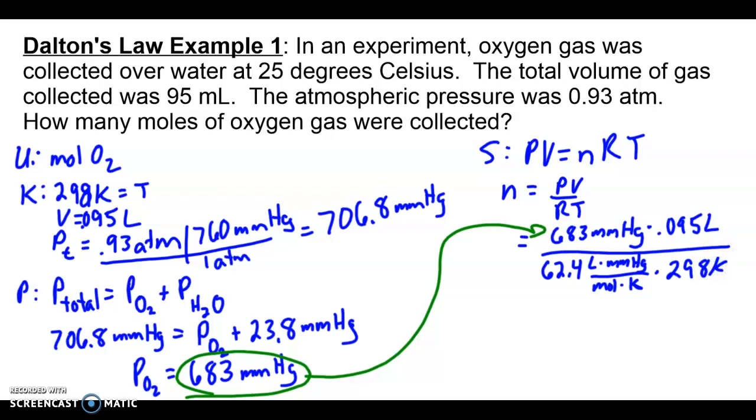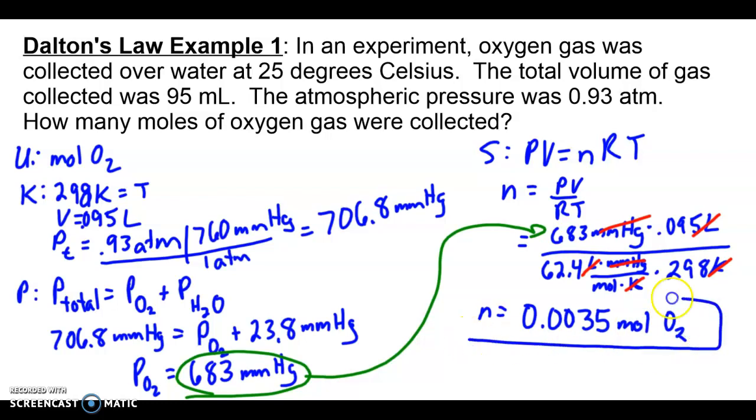And cancel out some units here. Millimeters of mercury cancel out, liters cancel out, kelvins cancel out. And that leaves you with moles. We'll carry out that calculation. Once I carried it out, I got 0.003489, which will round to 0.0035 moles of oxygen. That is a small amount of moles, but this is a pretty small amount of gas too.